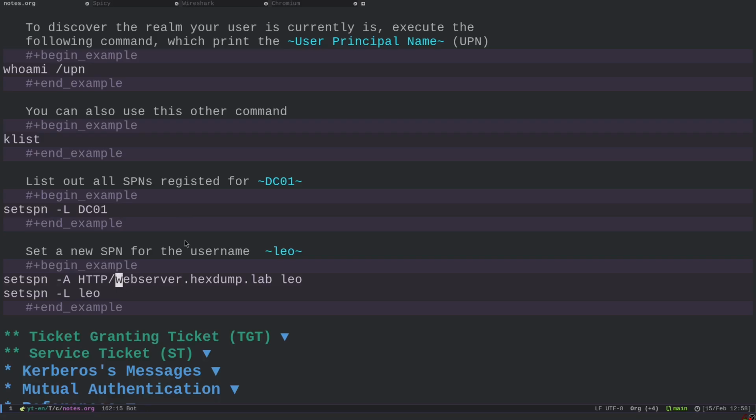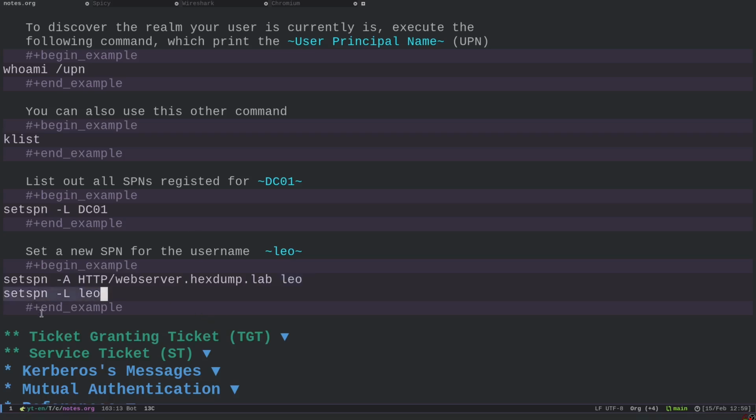For example, we can also register a new service principal name for the username Leo. So we are associating a new service to this particular user, which by the way is going to be dangerous, and we will see a specific attack on this later on, not in this video, but in a future video.